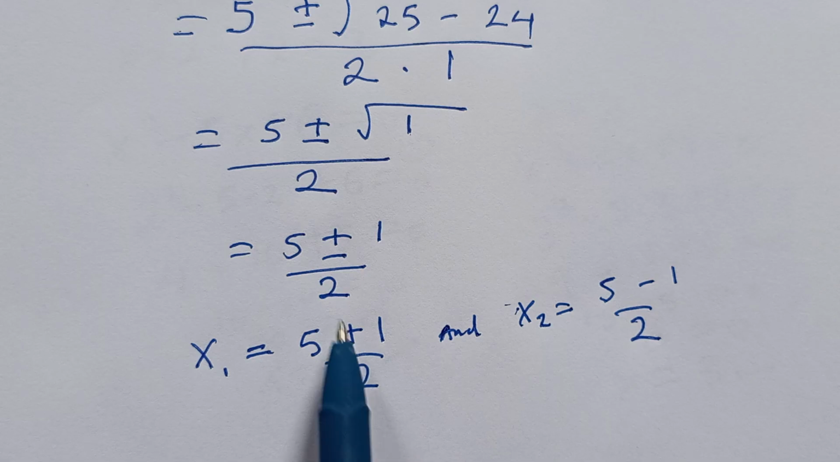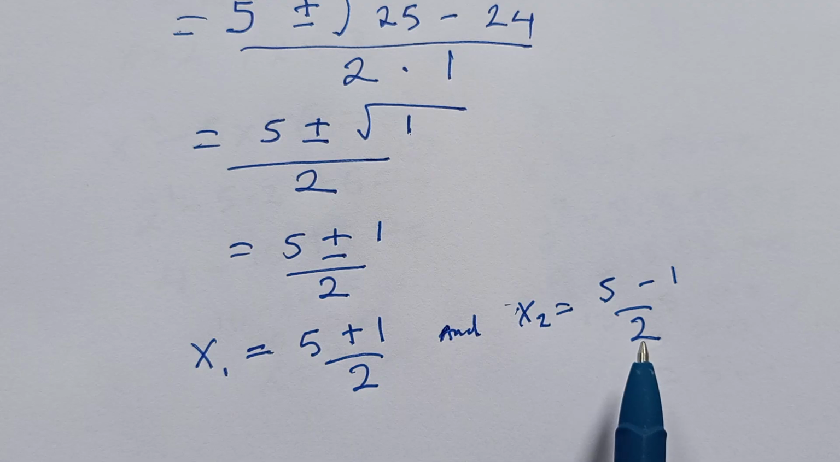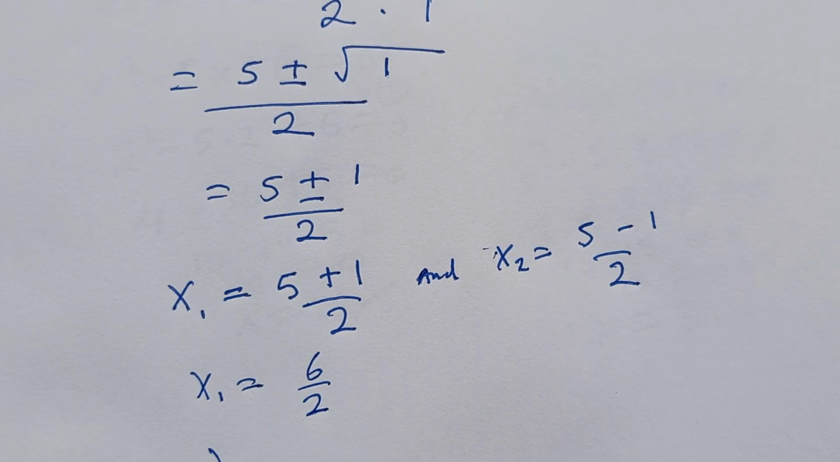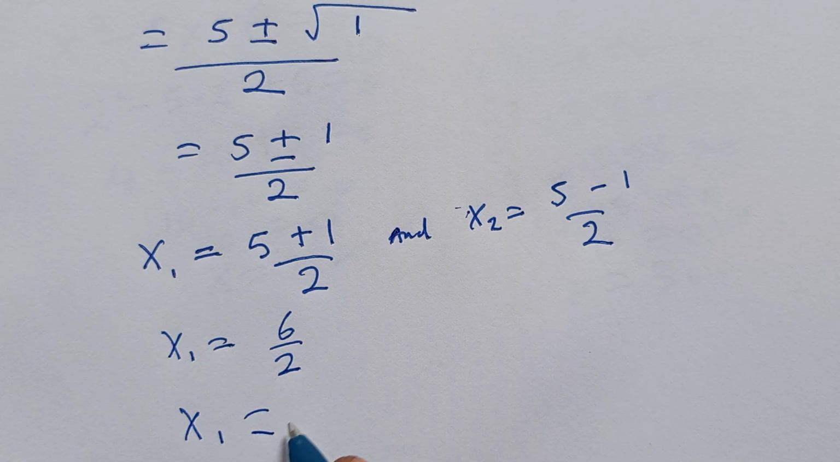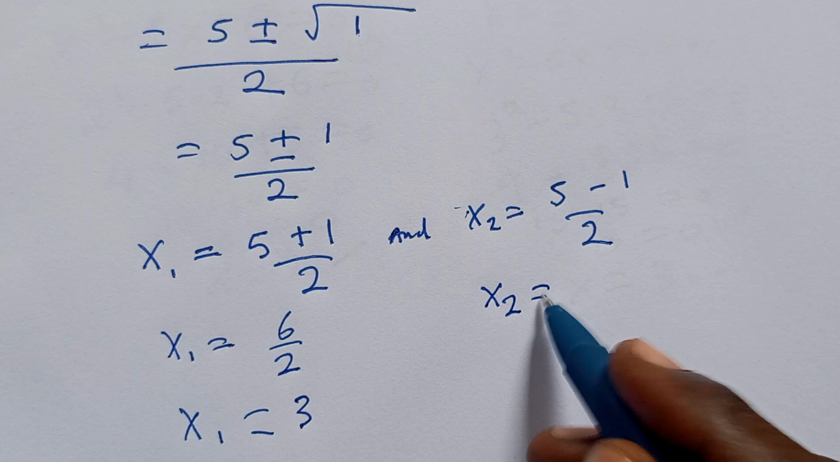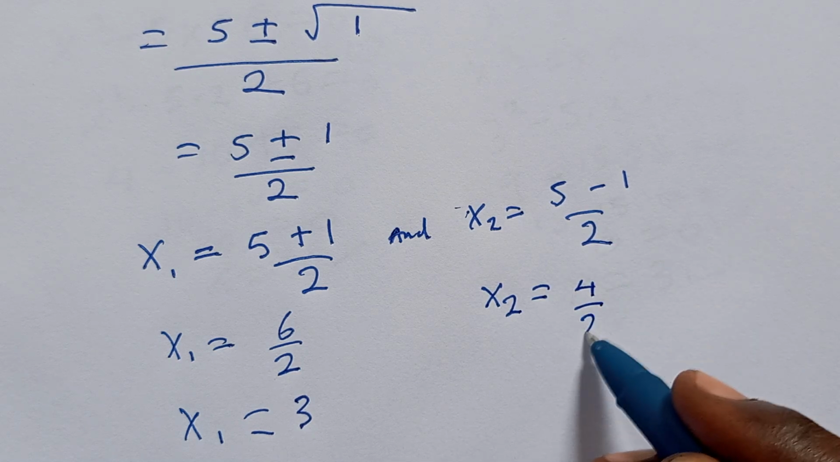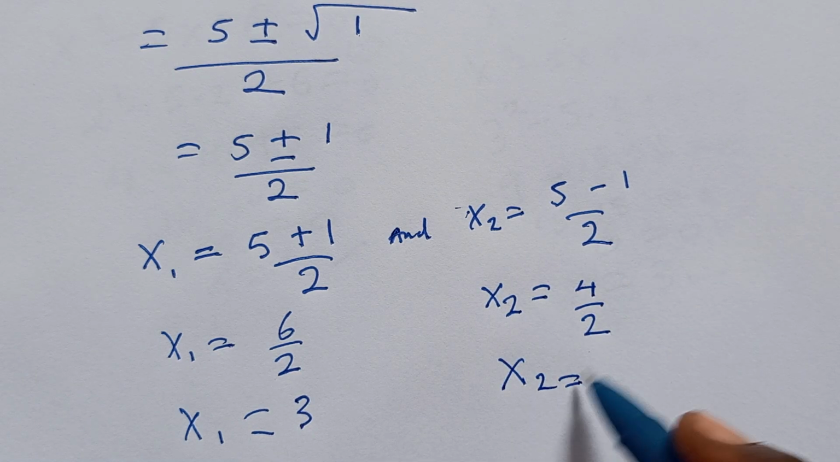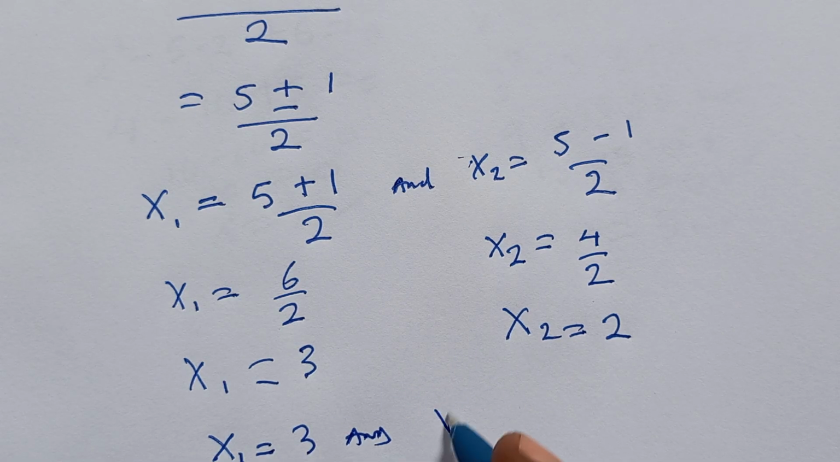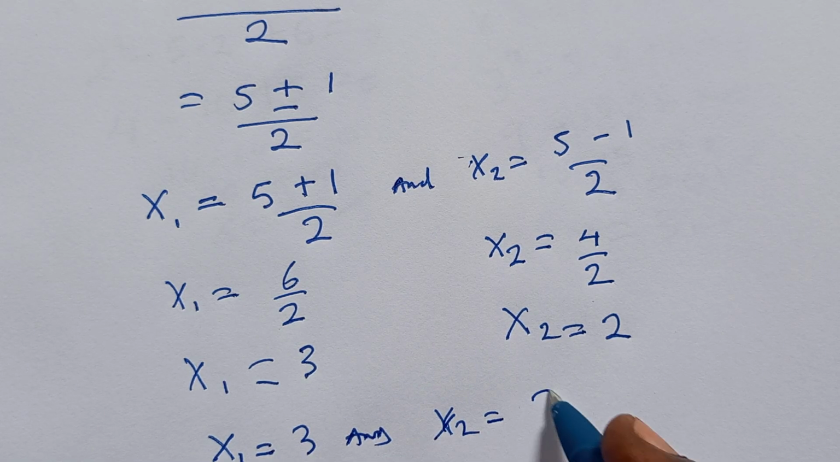So our first value of x is going to be the positive, 5 plus 1 over 2, and the second value is going to be 5 minus 1 over 2. So x1 is going to be 5 plus 1, which is 6, over 2, and x1 is going to be equal to 6 divided by 2, which is 3. And here again, x2 is going to be 5 minus 1, which is 4, divided by 2. So x2 is going to be 4 divided by 2, which is 2. So you can note that our first x value is 3 and the second x value is 2.